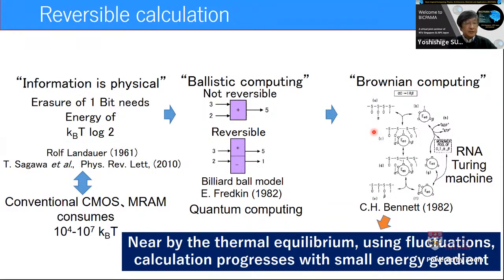Here, the picture shows a famous proposal that was given by Bennett in 1982. It is the RNA Turing machine. To assure one-way progress of the calculation process, one may use a small energy gradient. Such a machine is used in our human body.